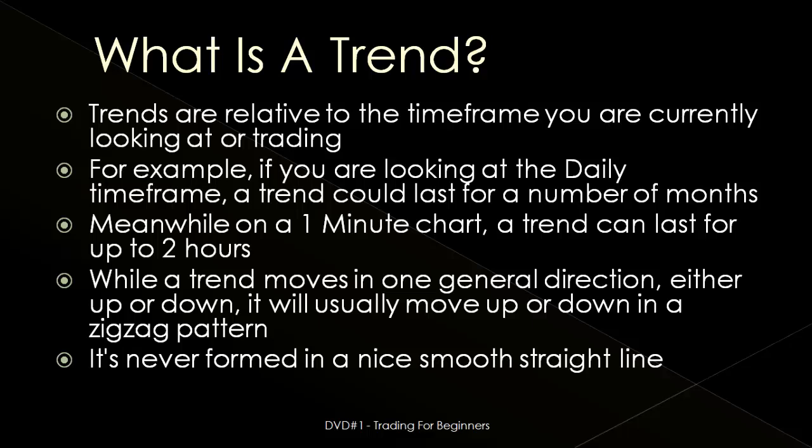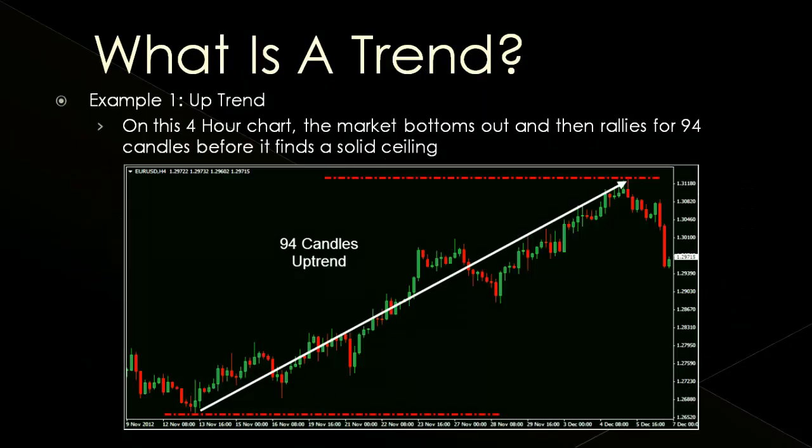Let's take a look at another example. On this 4-hour chart of the Euro USD, you can see that the market bottoms out and then rallies for 94 candles before it finds a solid ceiling and then reverses. As you can see, on the bottom left-hand side, price started off at a really low point and then started moving upwards, and it continued to move upwards for quite a long period of time. As you can see here, it's been in an uptrend for a couple of weeks. This, of course, is a 4-hour chart.